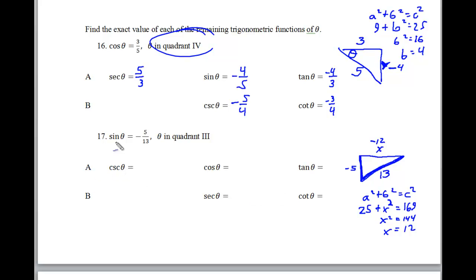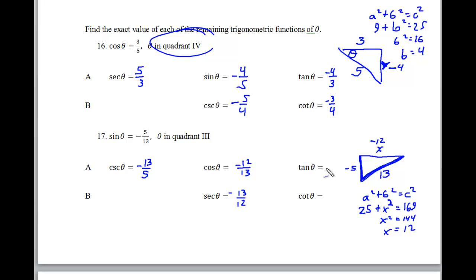So our cosecant is going to be the inverse of this, because the definition of cosecant is the inverse of sine. Then we're going to talk about the cosine right there. The cosine is going to be our adjacent over hypotenuse, because that's the definition of cosine. So adjacent over hypotenuse is going to be negative 12/13. And then secant, we do the reciprocal of that, so 13 over 12.